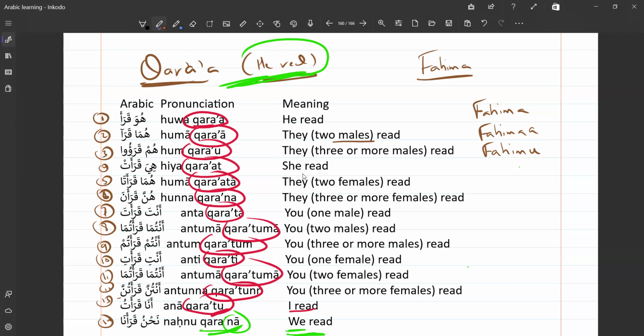Now let's come to the female variations of the third person. Fahimat, meaning she understood. And fahimatā, meaning two females understood. And fahimna, meaning they, more than two females, understood, right?